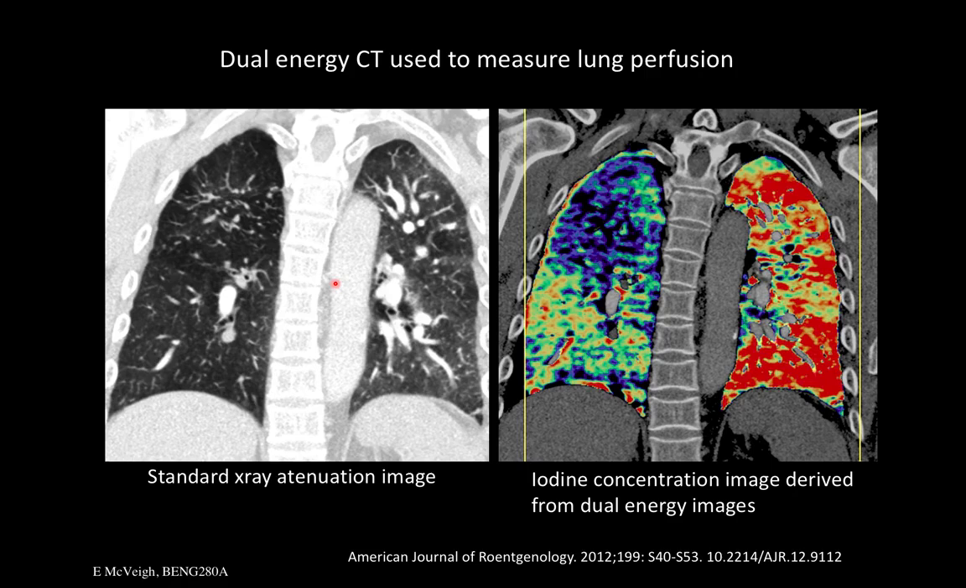So here's a standard X-ray attenuation image of a lung field, and you look at it and you say, there's something different about these two fields. Can anyone tell me what's different about the grayscale of these two fields?